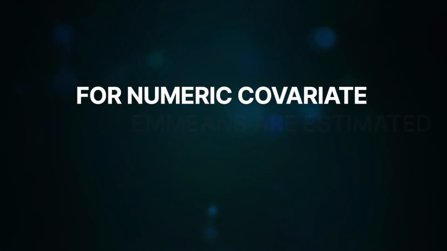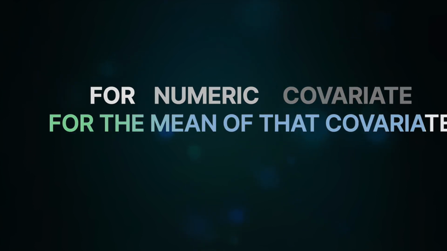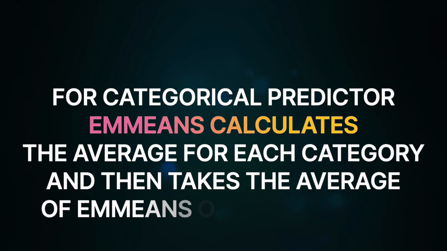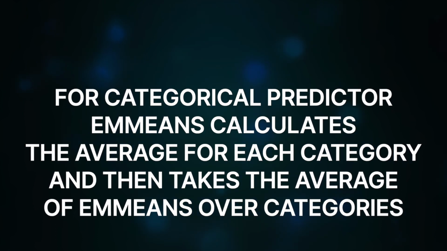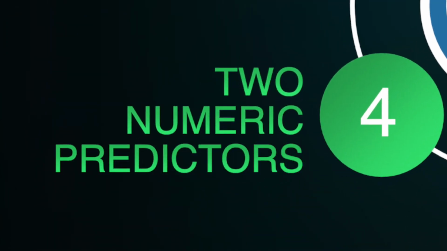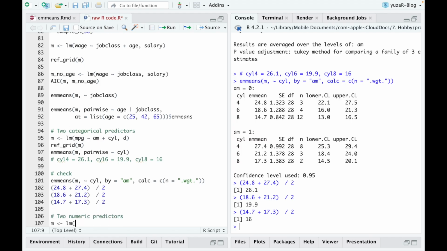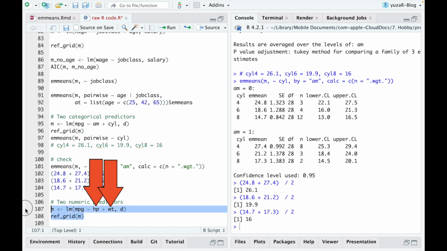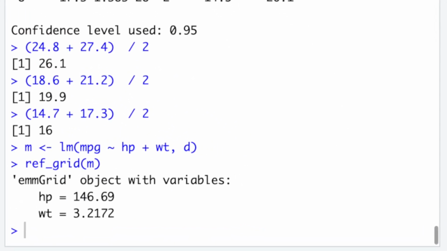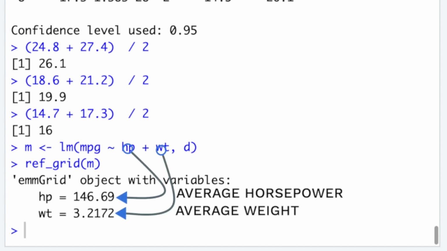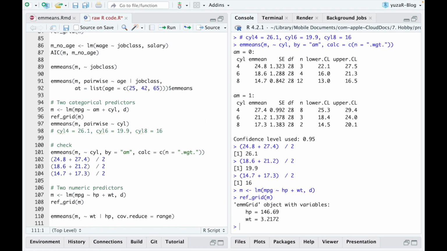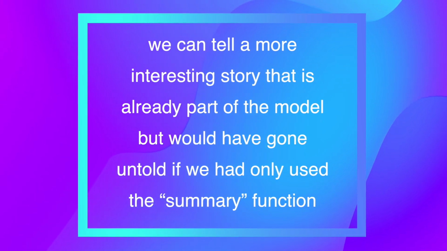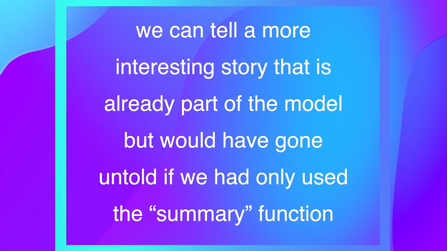So, in the case of a numeric covariate, emmeans are estimated for the mean of that covariate. However, for a categorical predictor, emmeans calculates the average for each category and then takes the average of the estimated marginal means over the categories. But what happens if we have two numeric predictors? To answer this question, let's consider the horsepower and weight of cars in the same model. The reference grid tells us that the mileage will be calculated only for the averages of predictors, which is somewhat boring. However, using the cov.reduce argument we learned about today, we can tell a more interesting story that is already part of the model, but would have gone untold if we had only used the summary function.